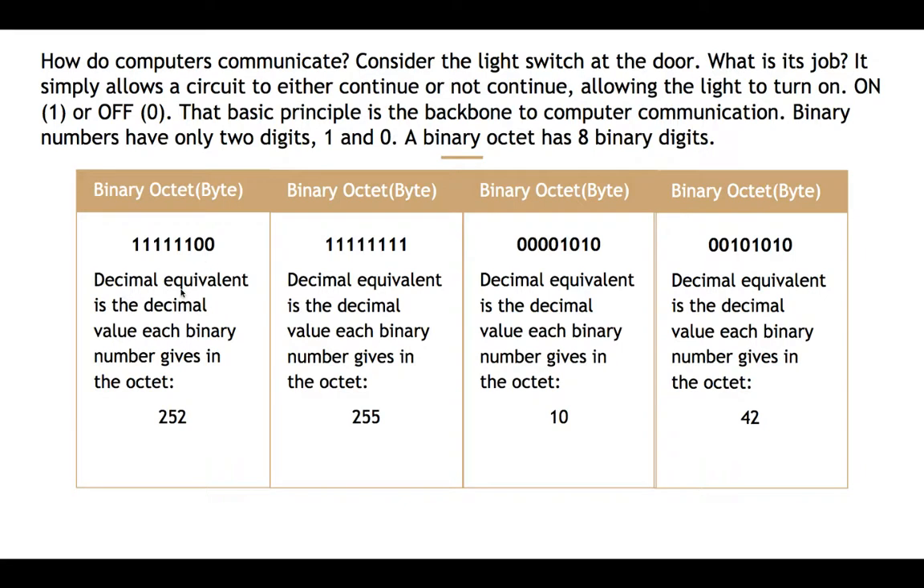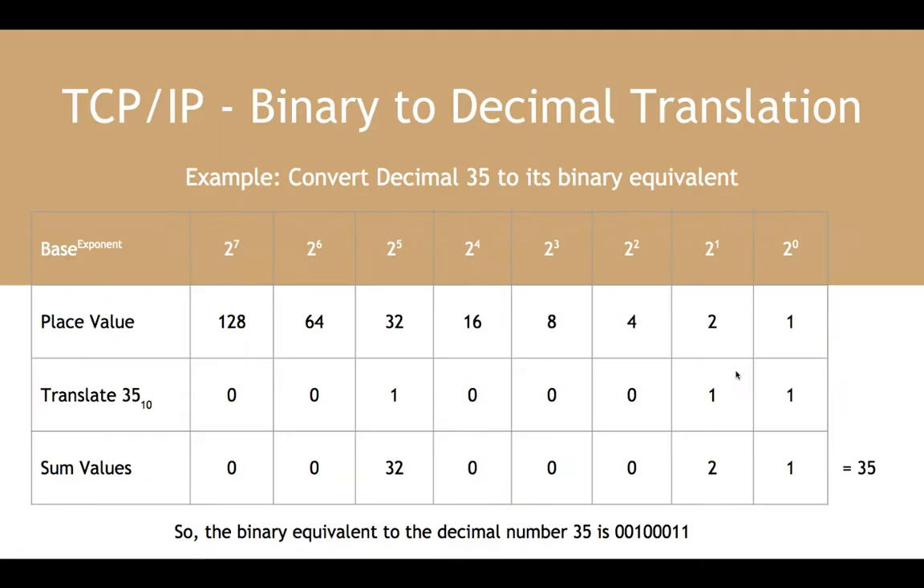11111100 is the decimal equivalent to the value each binary number gives in the octet, which is 252. This decimal equivalent is 255, all ones. This is the decimal equivalent of 10, and this is the decimal equivalent of 42. We'll explain how that works here.